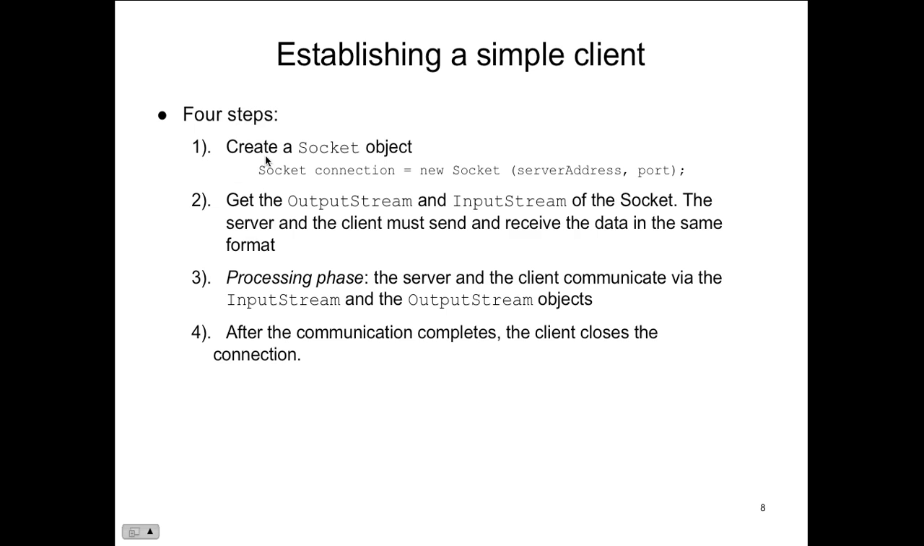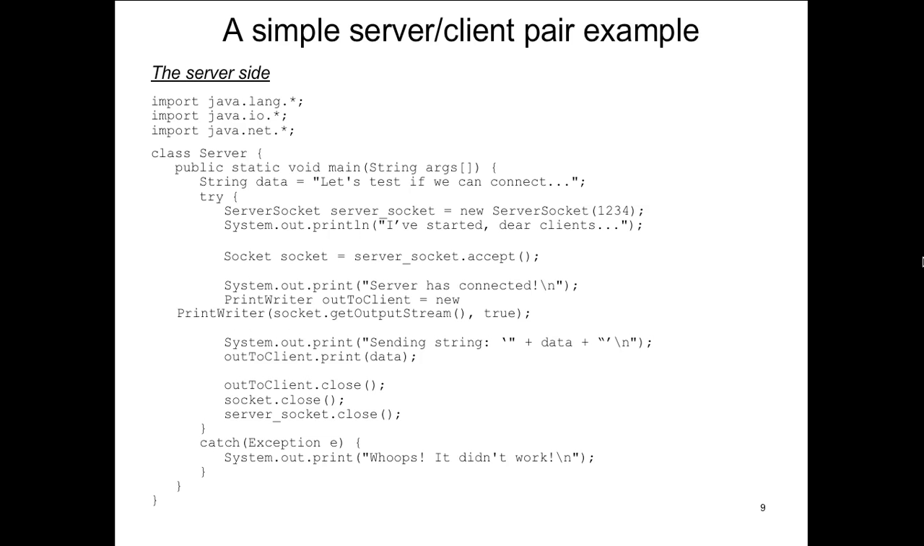For the client there are 4 steps. You create a socket object, so a new socket with a server address and a port that you're going to use. You get the output stream and input stream of the socket, so the server and the client can send and receive data back and forth in the same format. Then you have a processing phase in which you receive something, you save it, you process it, you do something with it, and then you close the connection and everything is done. So it's a simple format.